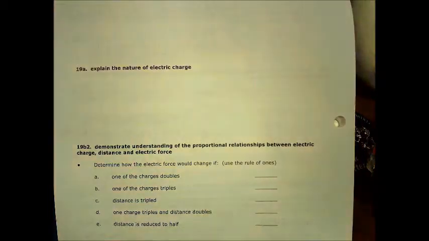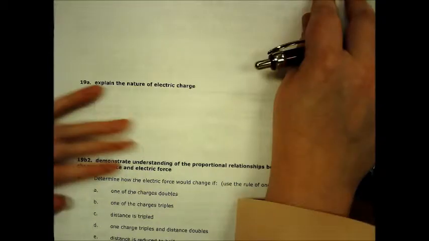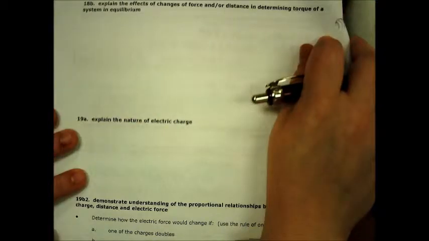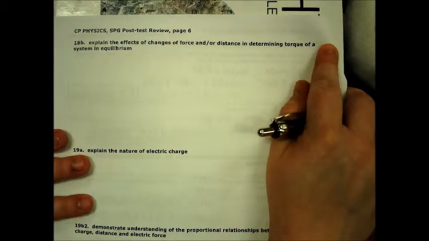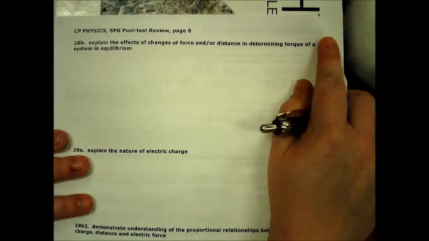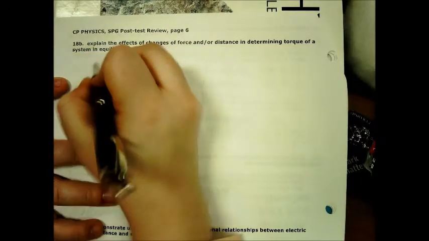All right. Again, I'm going to go through this pretty fast. Explain the effects of force and distance on determining torque in a system in equilibrium. So there are three things that affect torque.